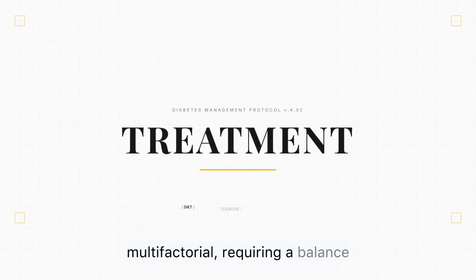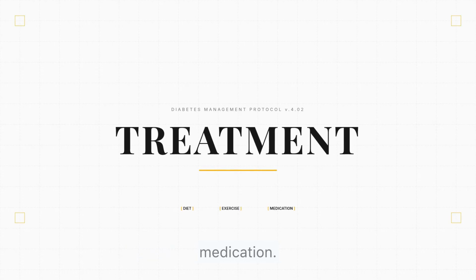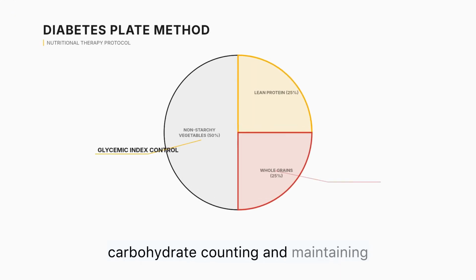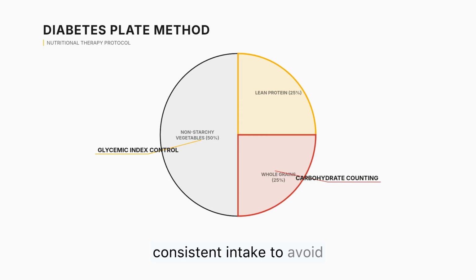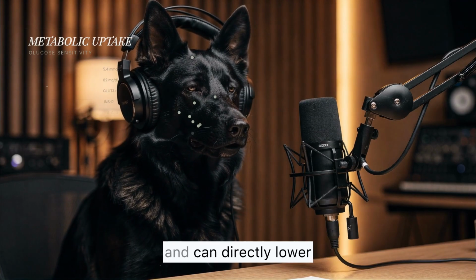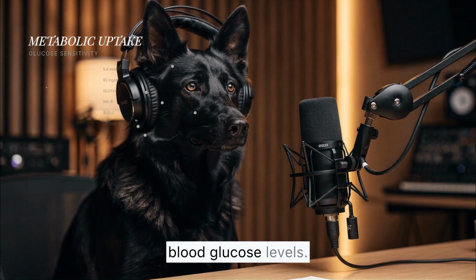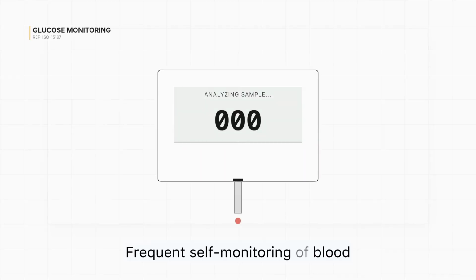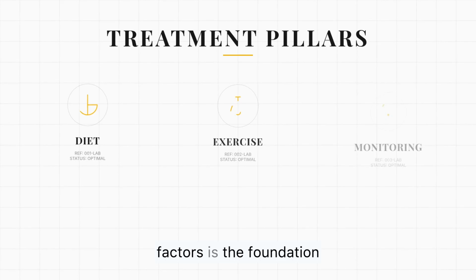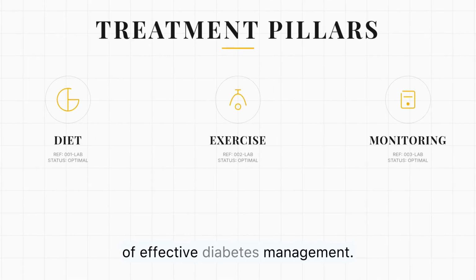Management of diabetes is multifactorial, requiring a balance of diet, exercise, and medication. Nutritional therapy focuses on carbohydrate counting and maintaining consistent intake to avoid glucose spikes. Exercise increases insulin sensitivity and can directly lower blood glucose levels. Frequent self-monitoring of blood glucose allows for real-time adjustments to the treatment plan. Consistency in these lifestyle factors is the foundation of effective diabetes management.